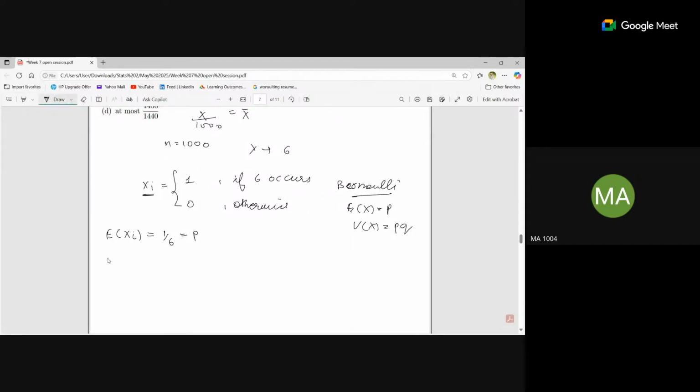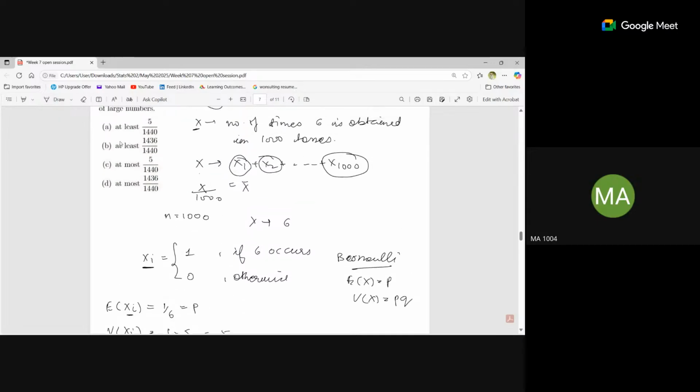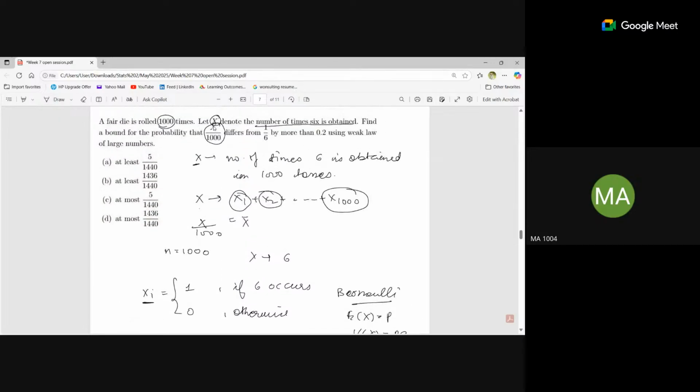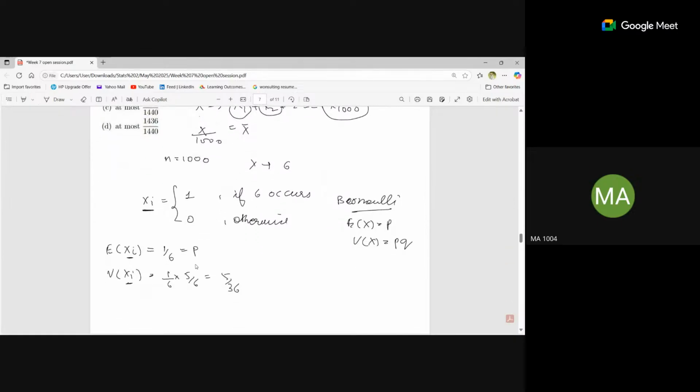Now, the variance of xi would be equal to 1/6 into 5/6. So this will be equal to 5 by 36. So for each of the samples, I have my expectation and I have variance, correct? Now we need to find the probability that my x by 1000 differs from 1 by 6. So basically, what is 1 by 6? It is the expectation.